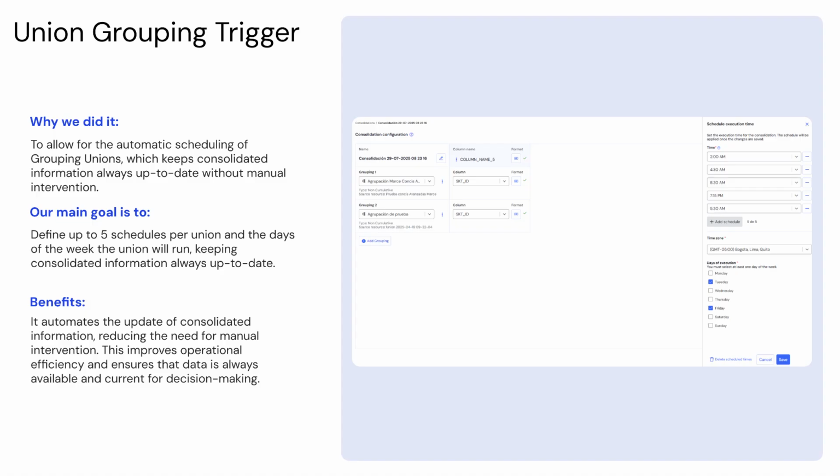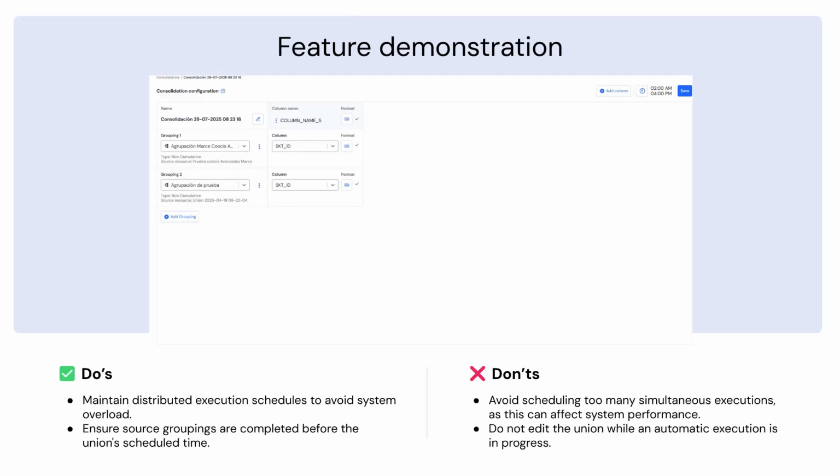What we've done here is provide the user with the option to schedule up to 5 execution times per consolidation so that these updates happen automatically. Our goal with this new feature, this enhancement to the existing functionality, is to automate processes so that we don't need someone to run the reconciliation manually every time. Instead, it can happen automatically. Remember, Symmetric is designed to automate processes that typically require manual work, so this new feature helps us move in that direction, automating this specific process.